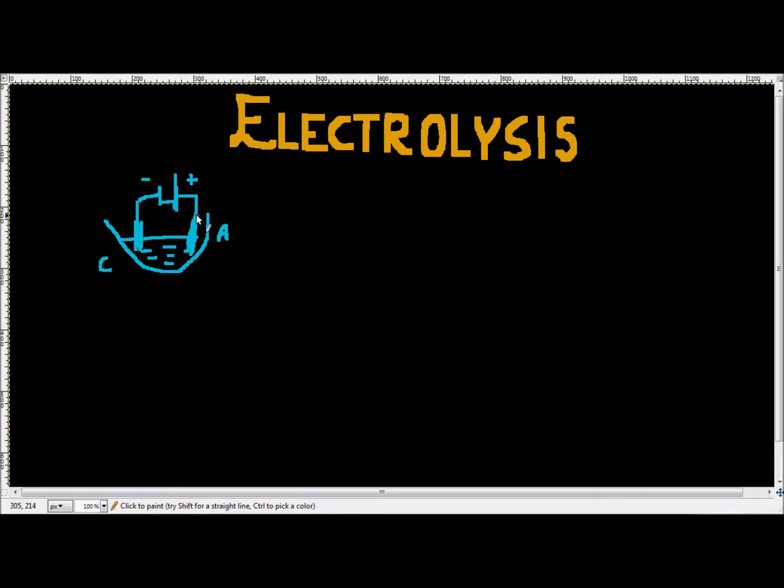What happens is that as the current flows from the positive to the negative terminal, it ionizes the electrolyte and breaks it up into its ions. So if you have NaCl, the electric current passes through it and it breaks up into Na plus and Cl minus. Now these two get separated in the electrolyte.